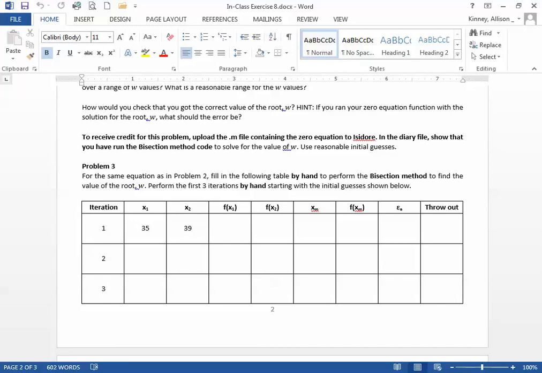So now I need to get fx1 and fx2. Where do I get that stuff? We use the zero equation to find fx1 and fx2. Once I've written my zero equation, it's a function, so I copy and paste my first line, I stick in 35 as my input to that zero function, and I get back out fx1 or fx2 depending on which one I gave it. Where does xm come from?